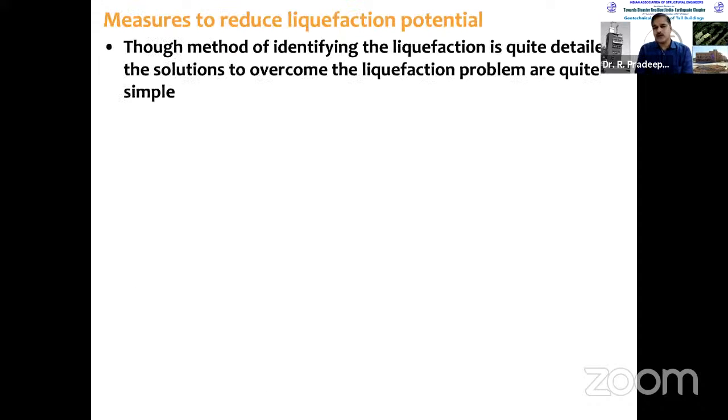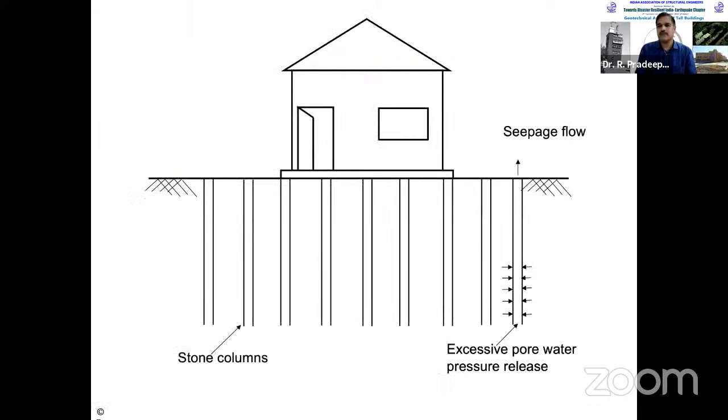Now, how to reduce the liquefaction potential? There are so many techniques: adequate drainage, surcharge, piles, compaction. All these things are there. Some methods of this is seepage, so using adequate drainage. So this is stone. This is an exaggerated figure actually. So stone columns are drilled, and then we will allow excessive pore water pressure to get released.